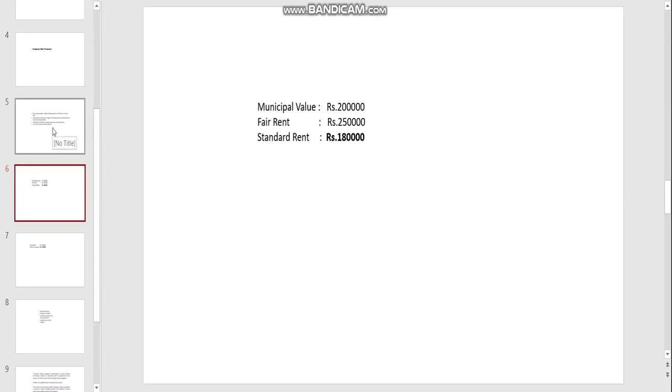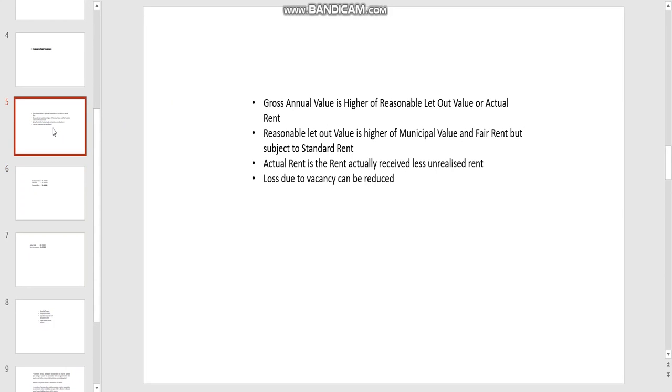Next we'll see actual rent. Actual rent is very simple. It is the actual rent received by the owner from the tenant or receivable by the owner. So if there is some unrealized rent, that is bad debts made by the tenant, then that is allowed to be deducted from the rent received. But that deduction is also allowed from the actual rent subject to certain conditions.